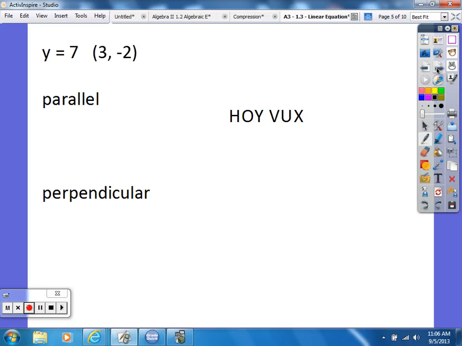So here I've got an equation, y equals 7, and I've got 3 comma negative 2. So I've got an equation, I've got a point. Hopefully that'll help us a little bit because we're going to write the parallel line and we're going to write the perpendicular line. This is always tricky for students. If I give you just one letter, notice there's no slope now, right? What is the slope if y equals 7?